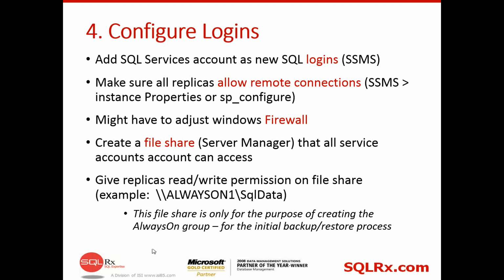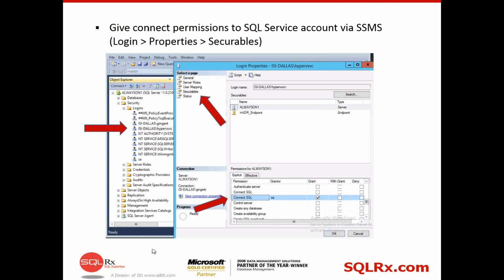Also, with your SQL Service account, make sure that it has connect permissions. So in Management Studio, just navigate to your SQL Service account, right-click and open the Properties dialog box and go to the Securables page, and you want to make sure the Connect SQL Grant box is checked. And do this on all of your replicas. Make sure it's got connect permissions on all of your replicas.